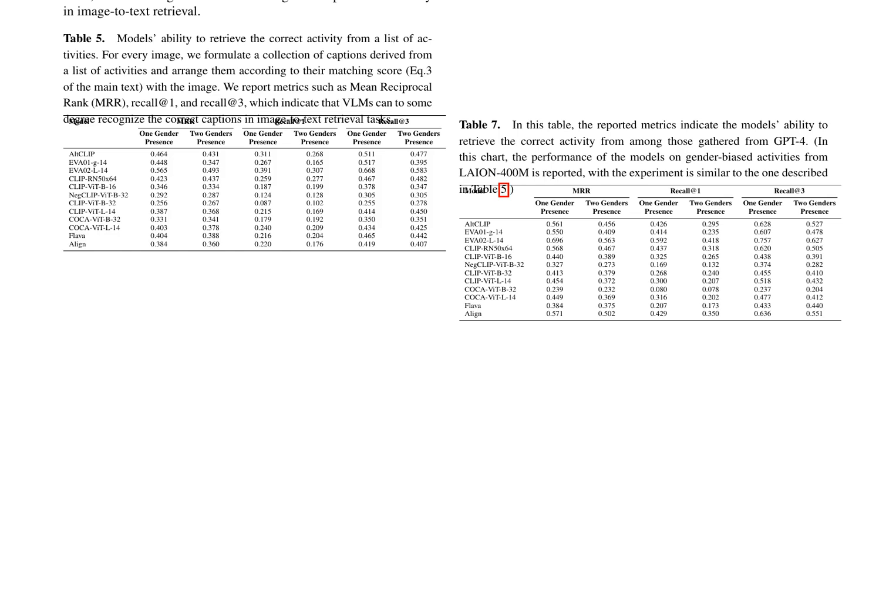The authors propose that future research should focus on mitigating this bias by developing more balanced datasets and improving the model's ability to understand and recognize various activities. This could involve collecting more diverse and representative data, as well as designing models that can better capture the nuances of human activity and gender.